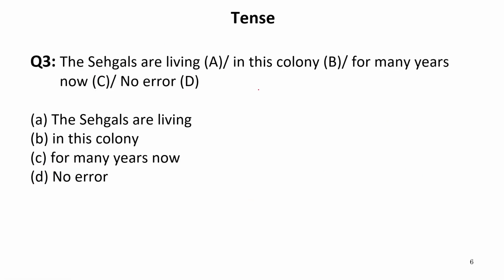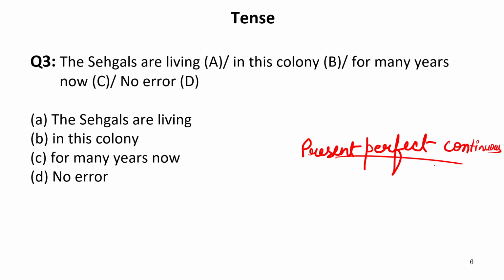The Sehgals are living in this colony for many years now. Now, if a work is in continuous manner and it is going on from a particular point of time in the past and it is still going on, this type of sentence should be written in present perfect continuous tense. When in a continuous tense we add time, we form that sentence in present perfect continuous tense. Now, what are the rules of present perfect continuous tense?